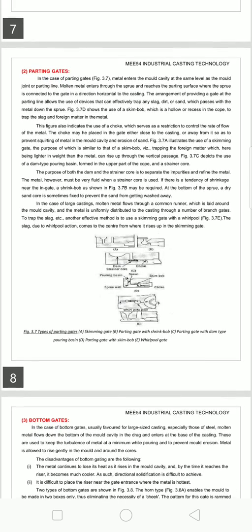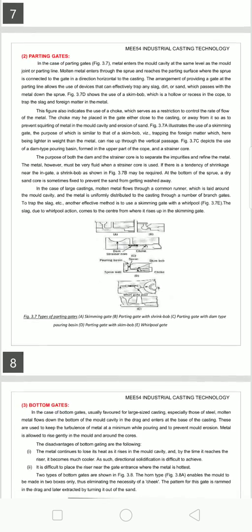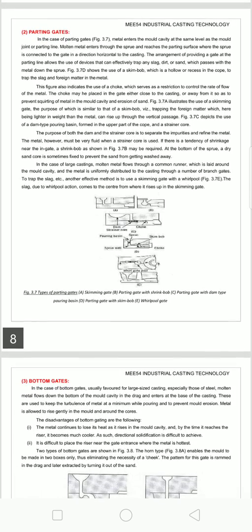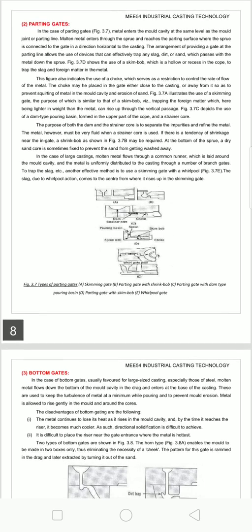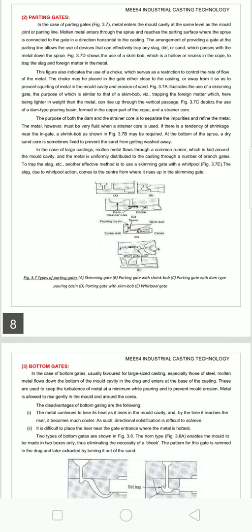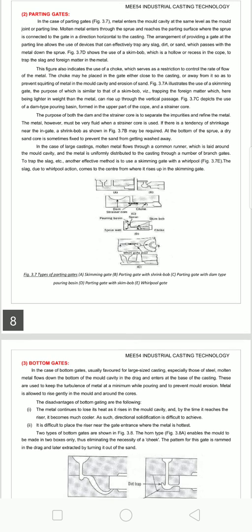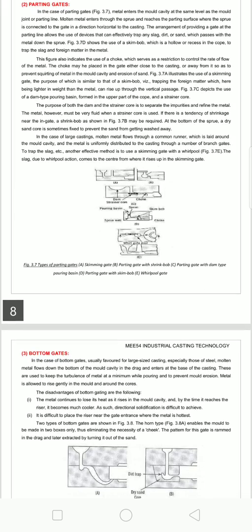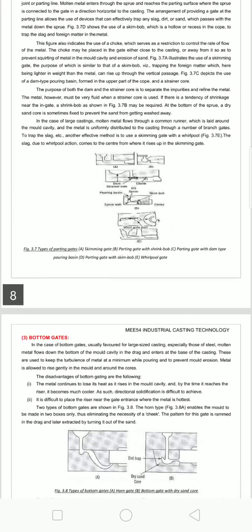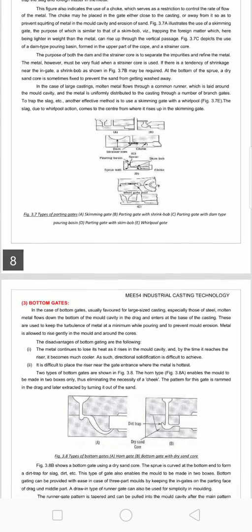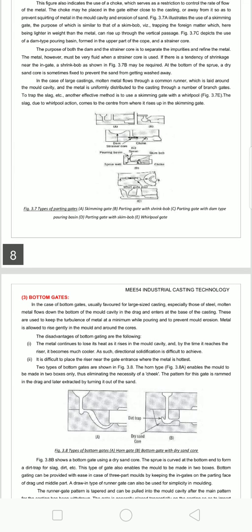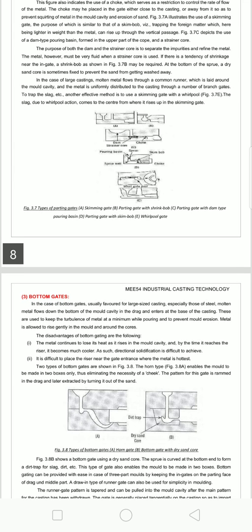If there is a tendency of shrinkage near the ingot, the shrink bob, as shown in the figure, may be required. At the bottom of the sprue, a dry sand core is sometimes fixed to prevent the sand from getting washed away. In case of large casting, molten metal flows through a common runner which is laid around the mold cavity, and the metal is uniformly distributed to the casting through a number of branch gates that trap the slag and other materials.